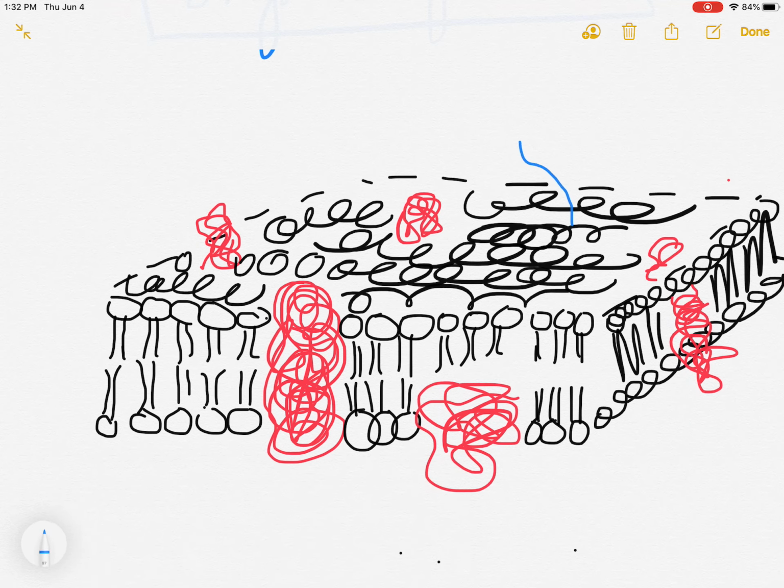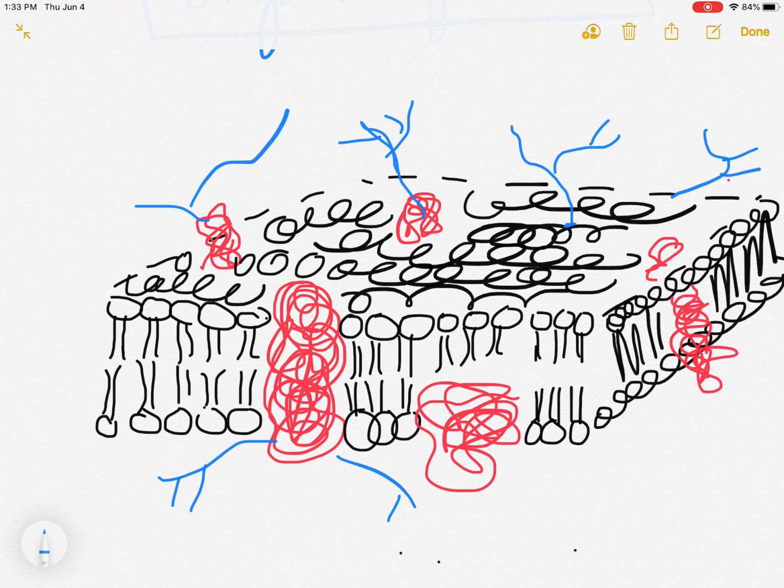Okay, back to blue. They stick out like this, and they look like little branched trees. Some of them are attached right onto the black molecules, the phospholipids, and some of them are attached to the protein molecules like this. And they're all sticky all over the place. And some are on the outside, and some are on the inside.